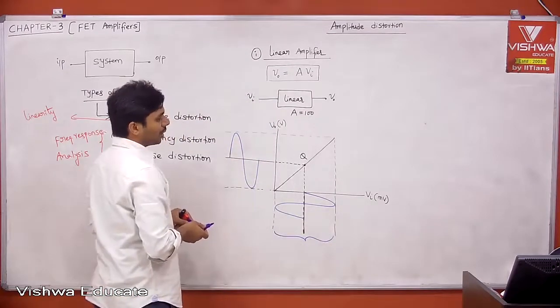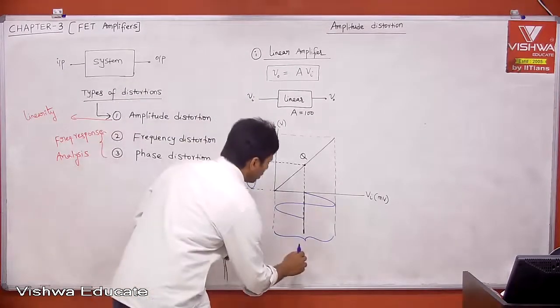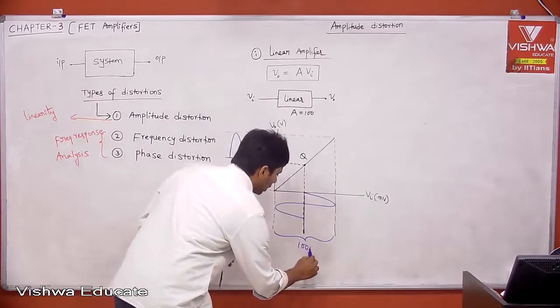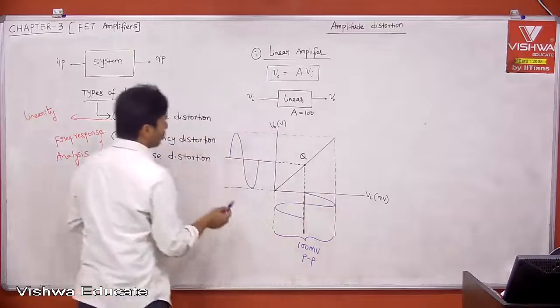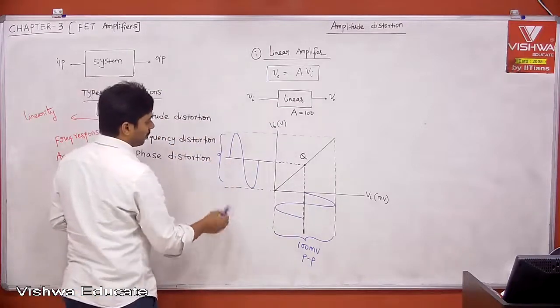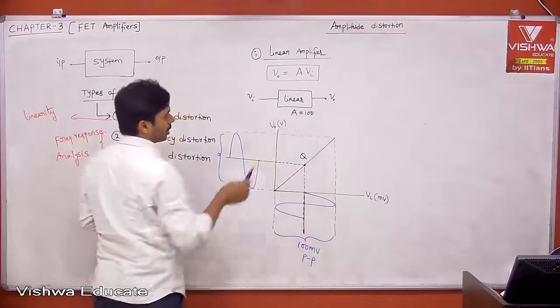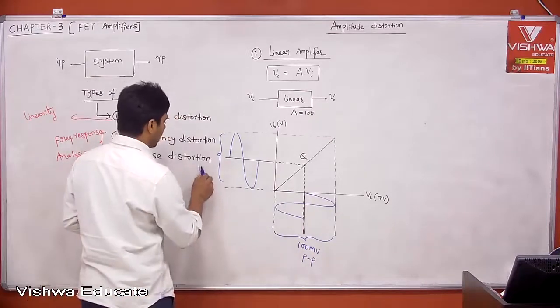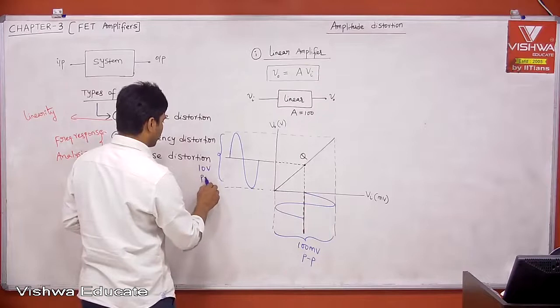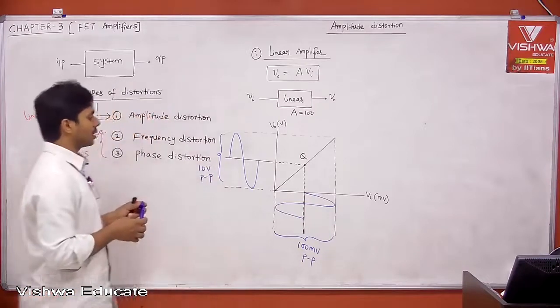If you take an input peak to peak of 100 millivolt, then what is your output peak to peak? Your output peak to peak will be 100 milli into 100. In our example, what is the gain? It is 100. Therefore 100 milli into 100, you will get 10 volt peak to peak.